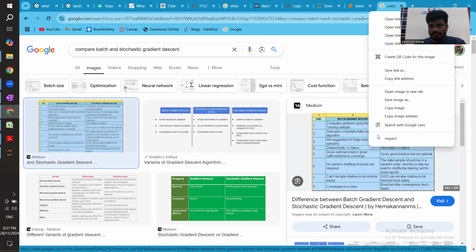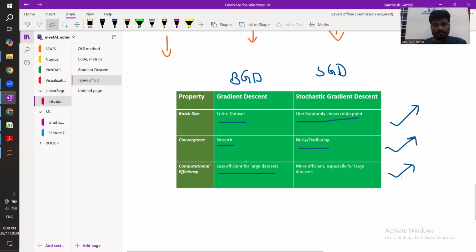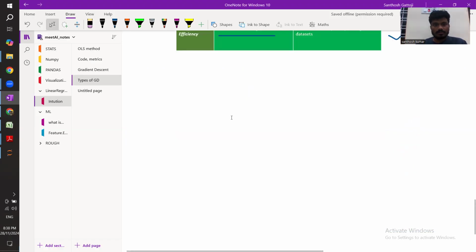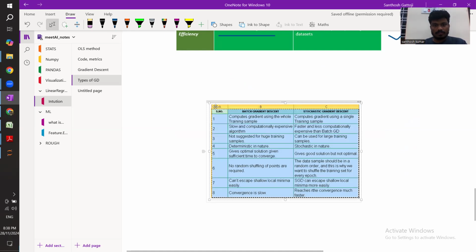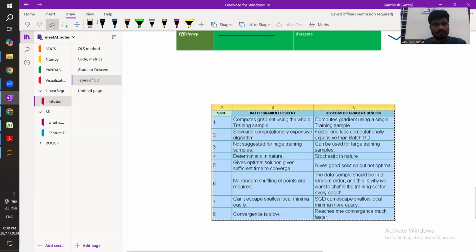This also looks good, so I'll show you this too. This is batch, this is stochastic. Compute gradients using the whole training sample versus a single training sample. Batch is slow and computationally expensive; stochastic is faster and less computationally expensive. BGD is not suggested for huge data sets, while stochastic can be used for large ones. Batch is deterministic, meaning smooth in nature, but stochastic is random in nature.